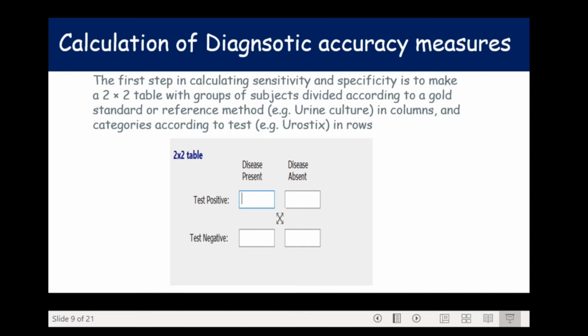Now I will demonstrate the computation of various diagnostic accuracy measures which we routinely use in clinical setting. The first step in calculating sensitivity and specificity is to make a 2 by 2 table with groups of subjects divided according to a gold standard or reference method, for example, urine culture in columns, and categories according to the test, that is dipstick for urinary nitrates and leukocytes, in rows.